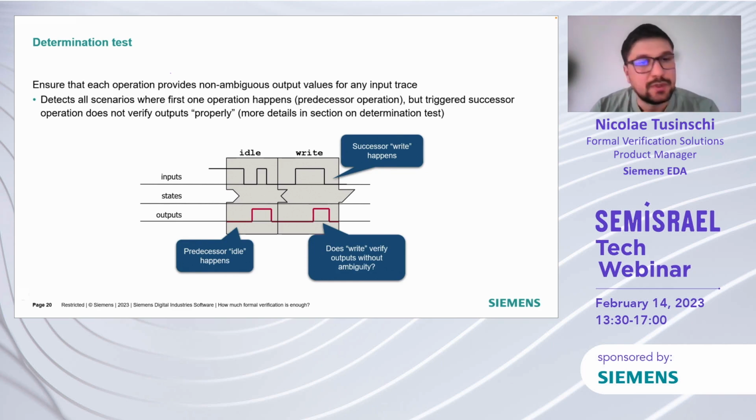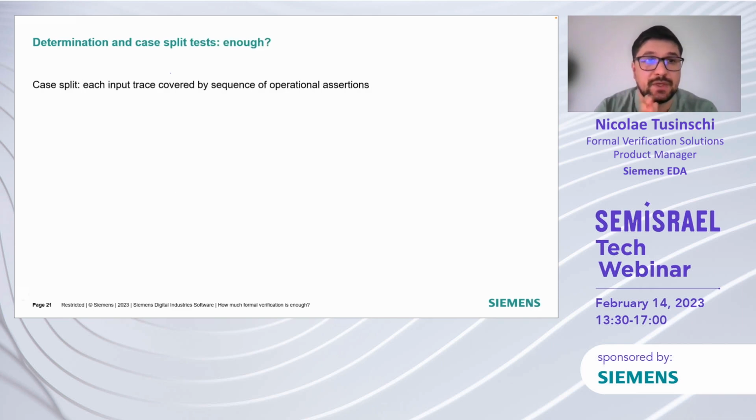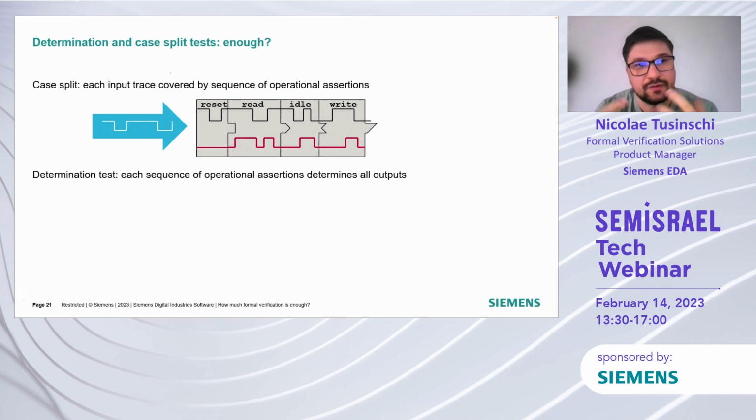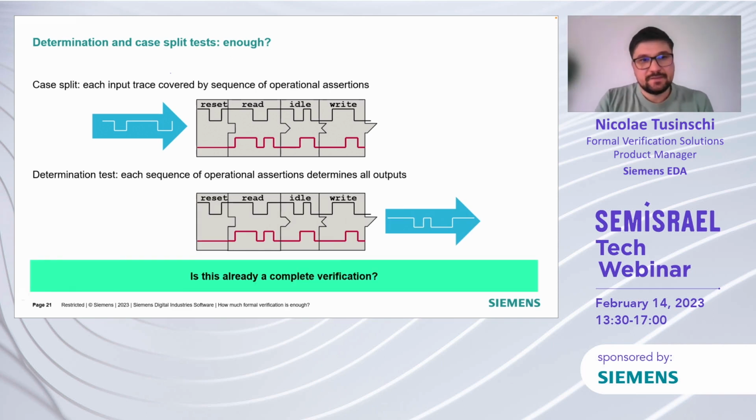Everything looks quite simple because we have two tests that need to pass, but let's figure out if the determination and case split tests are enough. Summarizing what I said, case split: each input trace is covered by a sequence of operational assertions. So we have an input sequence that is covered by a set of operational assertions. In our case, it can be read, write, idle, read, reset, read, idle, write. And then we have a determination test that verifies that each sequence of operational assertions determines all outputs. And the question that we have is: is this already a complete verification?